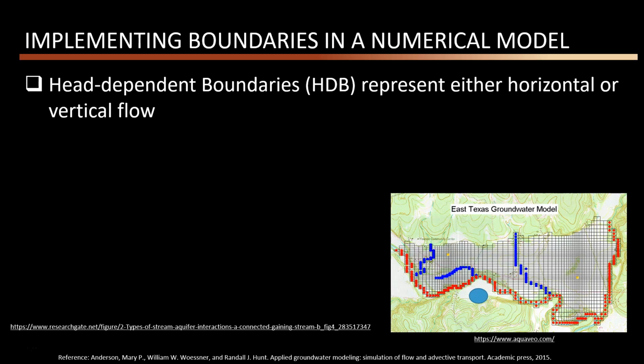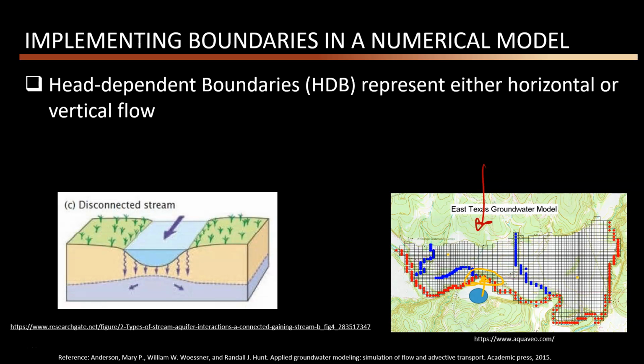Head-dependent boundary condition can be considered for both horizontal or vertical flows. This was an example of the horizontal flow, but as we already discussed, we can use this form of boundary condition to represent the not fully penetrated streams or not well hydraulically connected system.